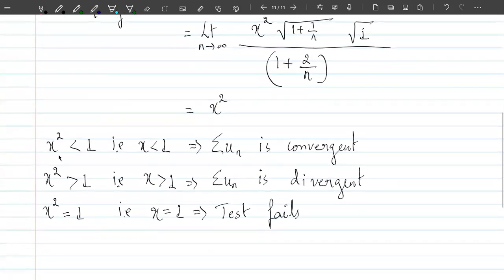Now if x square is less than 1, that is if x is less than 1, please note x cannot be equal to minus 1 here because they are given in the condition that x value has to be greater than 0. If x is less than 1, summation u_n is convergent. x square greater than 1, or if x is greater than 1, summation u_n is divergent. x square equal to 1, that is x equal to 1, we say that the test fails.